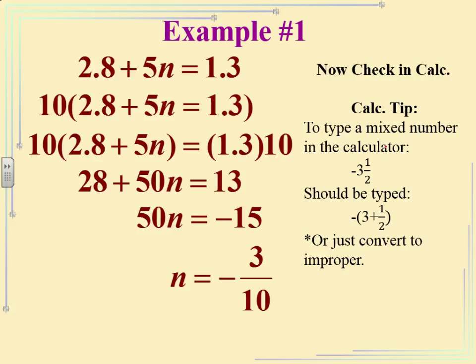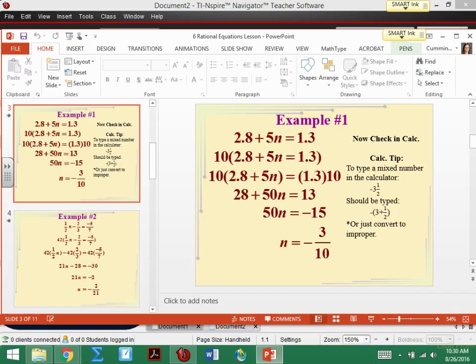Just a little side note here, if you had to type in a mixed number in your calculator, there's a lot of things you have to do. Remember, a mixed number is really 3 and 1/2, and that "and" means add. So this is really 3 plus 1/2. So if you were to type 3 and 1/2 into your calculator, you have to use parentheses and a plus in the middle, and the negative has to go outside. So really what I prefer is that you just convert this to an improper fraction and always type improper fractions into your calculator.